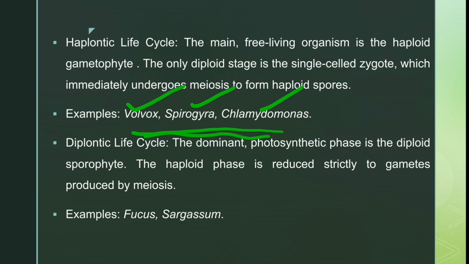Next one is diplontic life cycle. The dominant photosynthetic phase is the diploid sporophyte. The haploid stage is very reduced, strictly restricted to gametes which are produced by meiosis. Examples: Fucus and Sargassum.